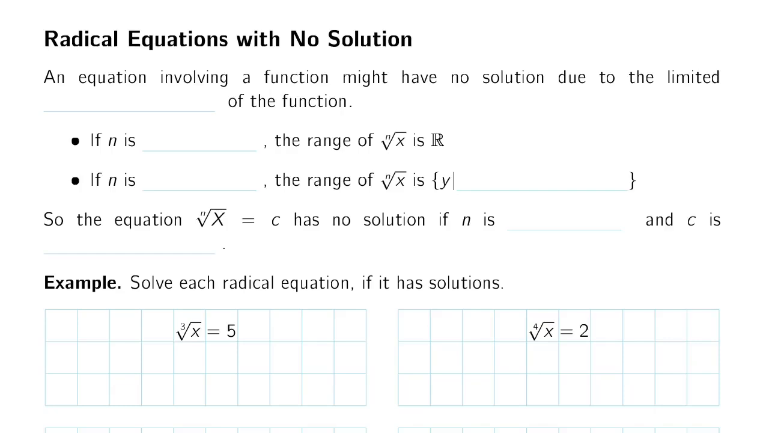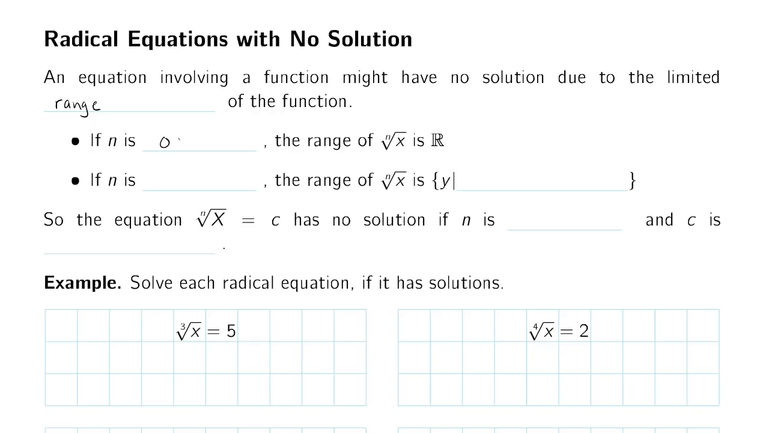There is one complication that we can run into when we're solving equations that involve radicals. And that's the same complication that can always come up when we're solving an equation that involves some interesting function. And it has to do with any limited range of the function that appears in the equation.